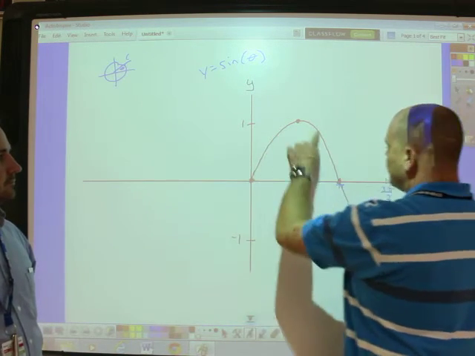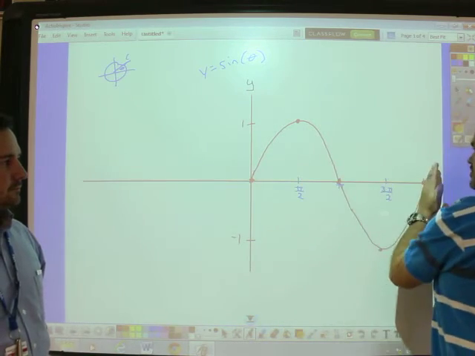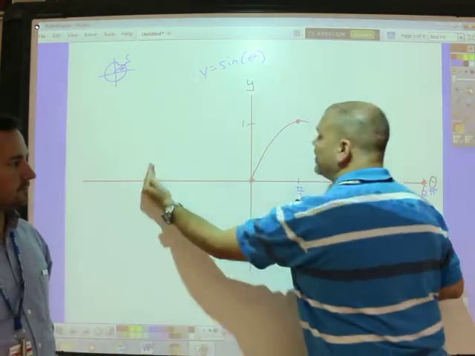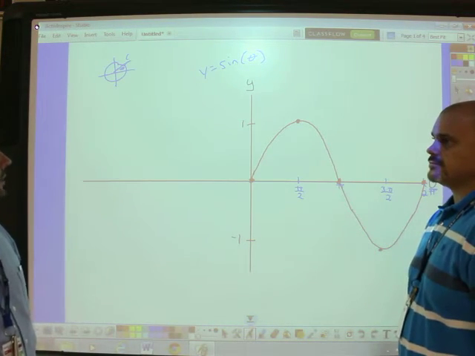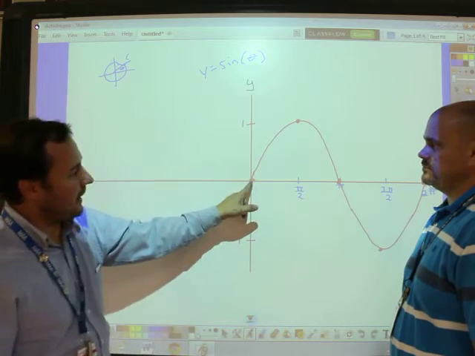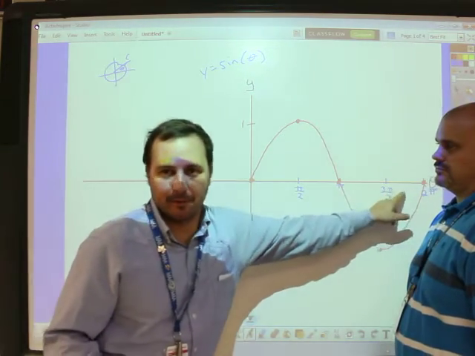So now, I got a question, Mr. Simmons. If this is 0 and pi over 2 and pi and 3 pi over 2 and 2 pi, what is to the left of the y-axis on the x-axis? Well, my angles, I start at 0, my angles keep getting bigger and bigger and bigger.